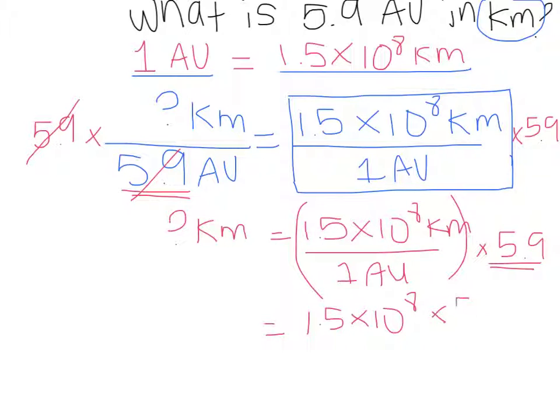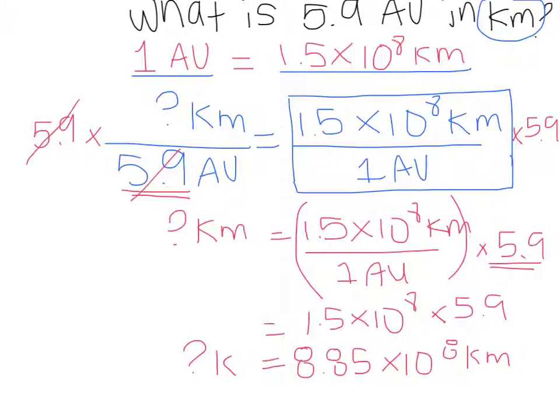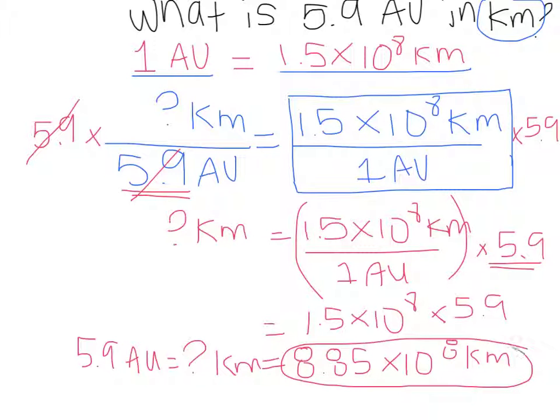So I'm going to multiply it by 5.9, and my answer will be, give me a second. Okay, so I have 8.85 times 10 to the power of 8 kilometers. Okay, so that means that 5.9 AU is equal to 8.8 times 10 to the power of 8 kilometers.